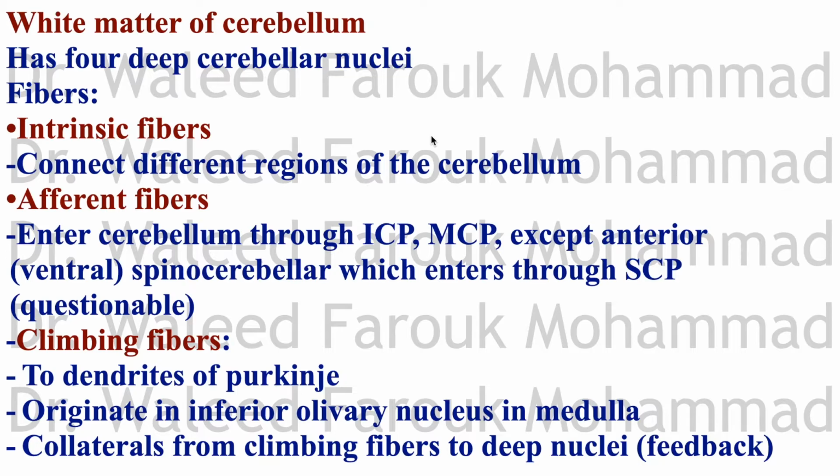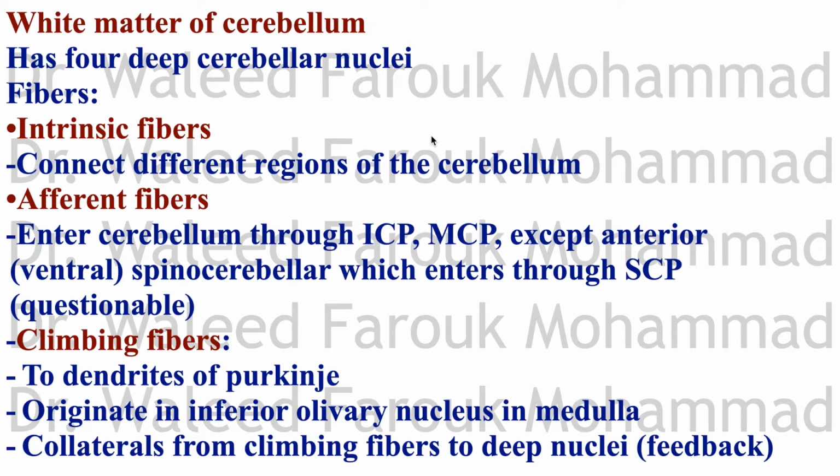Afferent fibers, they enter the cerebellum through the inferior cerebellar peduncle, the middle cerebellar peduncle, and the ventral spinocerebellar enters through the superior cerebellar peduncle, although this is questionable. Some consider the fibers of the ventral spinocerebellar go through the inferior cerebellar peduncle as well. So there are no afferents in the superior cerebellar peduncle. But anyway, the fibers entering are the afferent fibers.